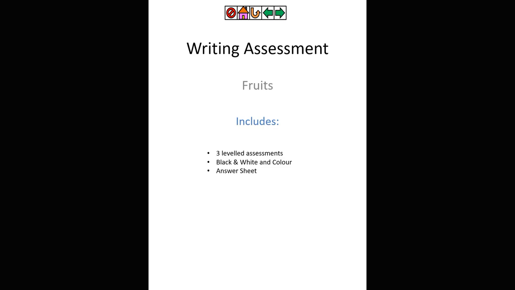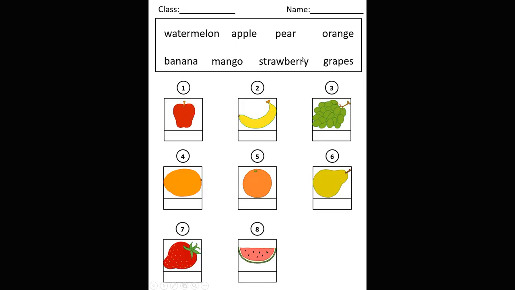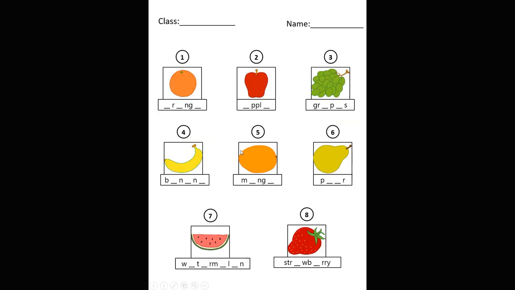Writing included 3 levels. So the words are all here, and this is the word box one, where they choose the words and put it in the boxes. Color, black and white, and the answer sheet for level 1. Color, and this is where they choose a vowel: A, E, I, O, or U. Color, black and white, right in the middle, answer sheet.